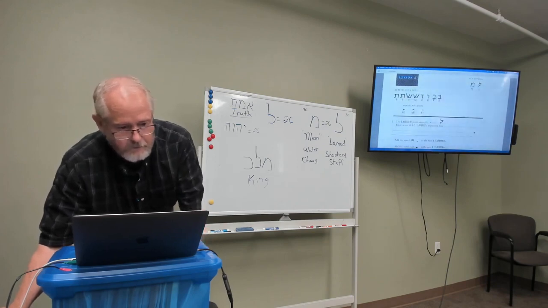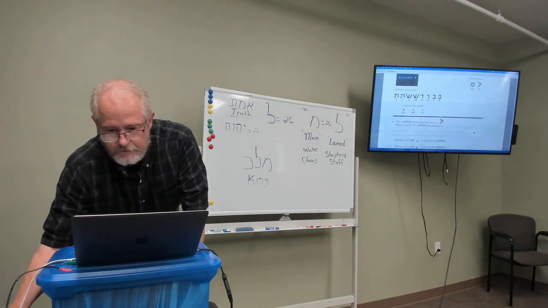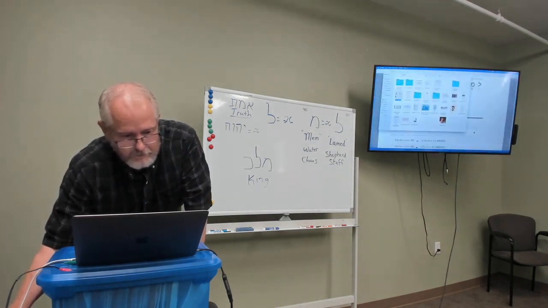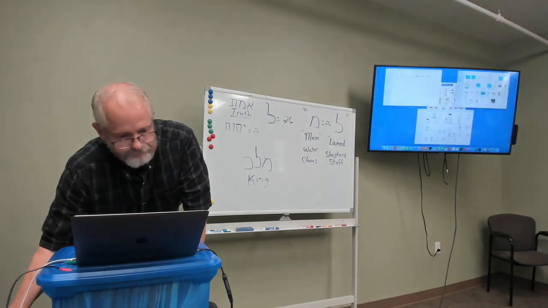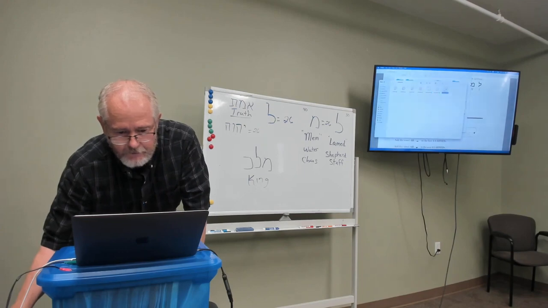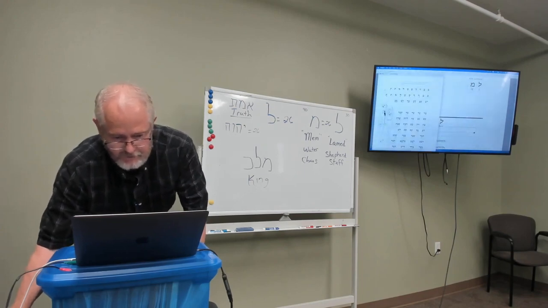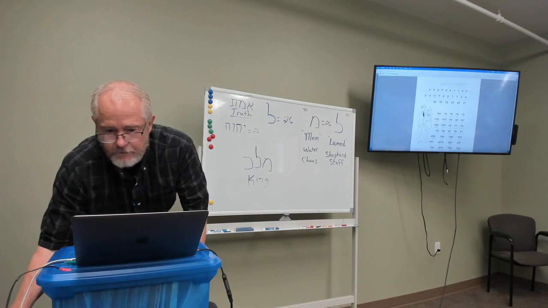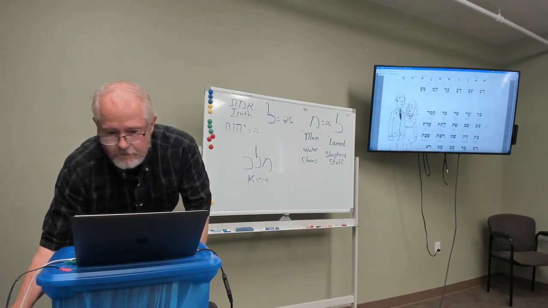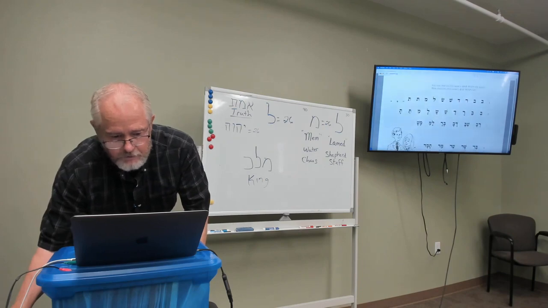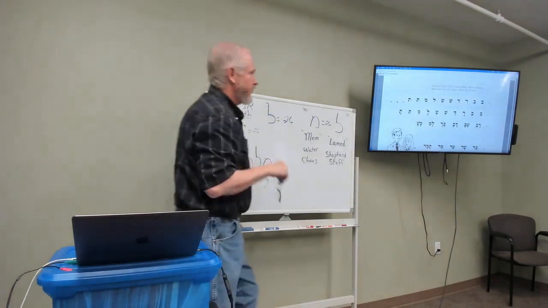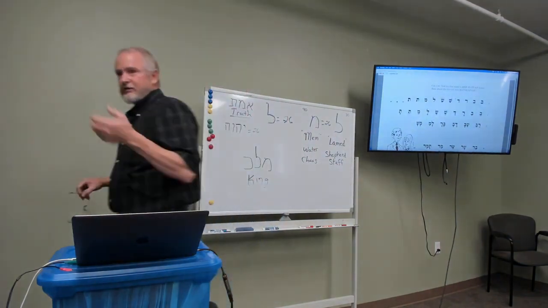So let's go. So Mem makes the M sound. And the Lamed makes the L sound. Memorize the numerics in these two because it's going to be real important. Mem, 40, completion.